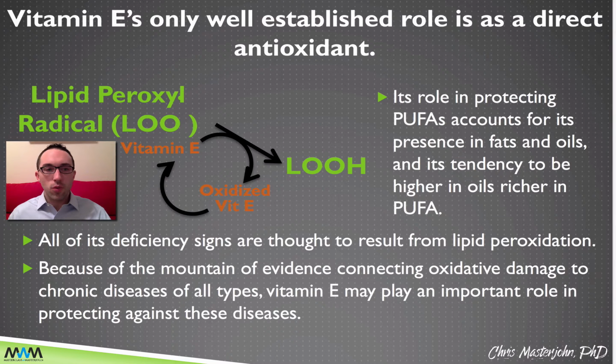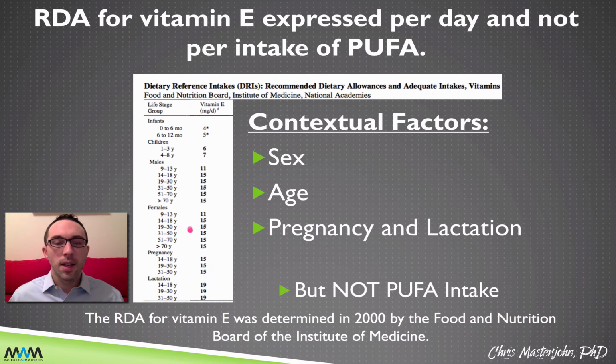Because vitamin E's role is to protect PUFAs, then you can see in the food supply, foods that have more PUFA in them will tend to have more vitamin E. But it doesn't all come in the same ratio, and the ratio of vitamin E to PUFA in the diet may be more important than the amount of vitamin E itself. If you look at the RDA for vitamin E, for most adults it's 15 milligrams per day, but that can vary with lactation and pregnancy, and it can vary with age.